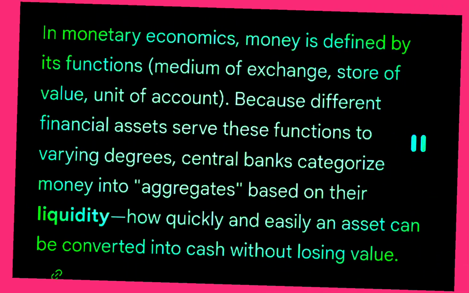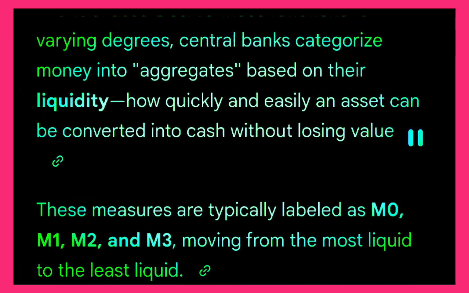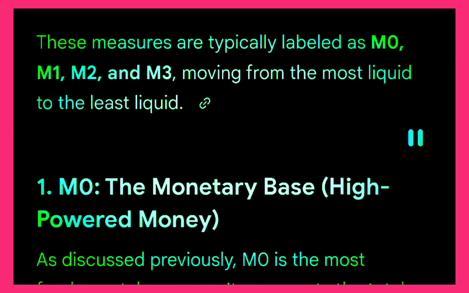Money is defined by its functions: medium of exchange, store of value, unit of account. Because different financial assets serve these functions to varying degrees, central banks categorize money into aggregates based on their liquidity, how quickly and easily an asset can be converted into cash without losing value. These measures are typically labeled as M0, M1, M2, and M3, moving from the most liquid to the least liquid.